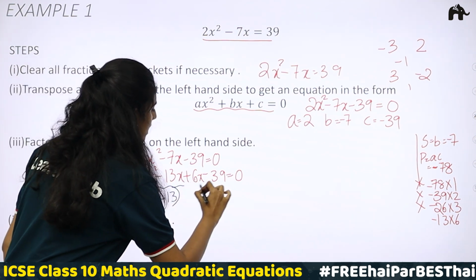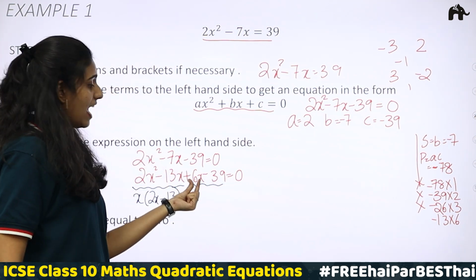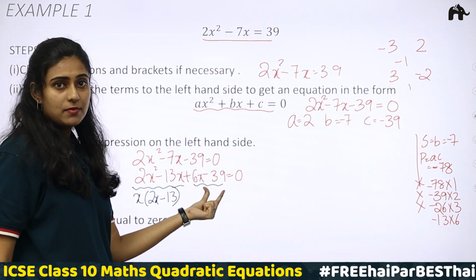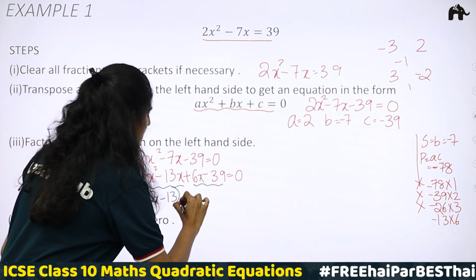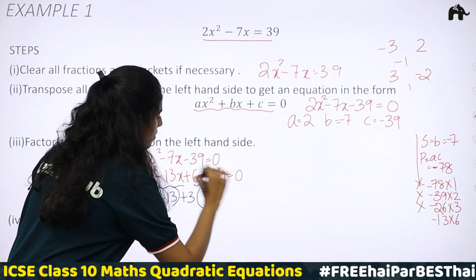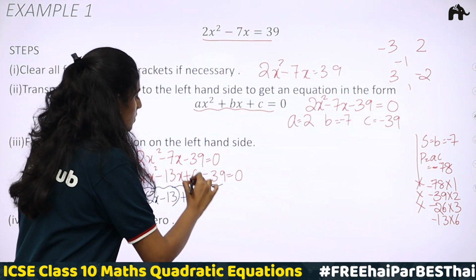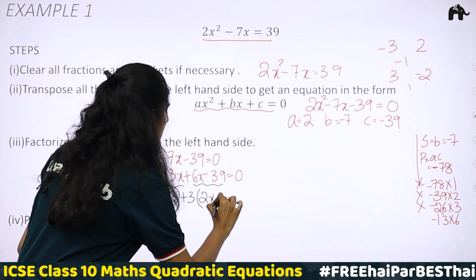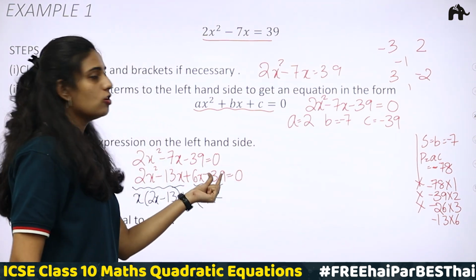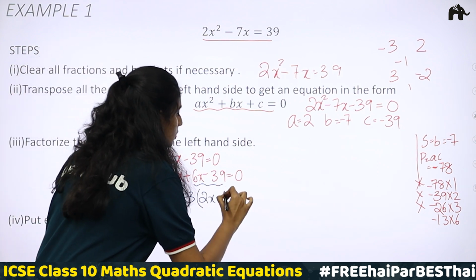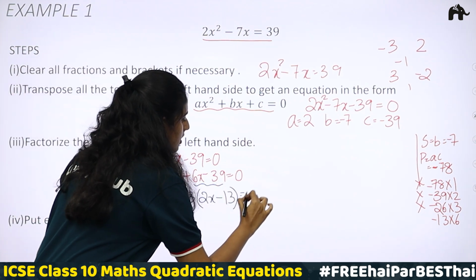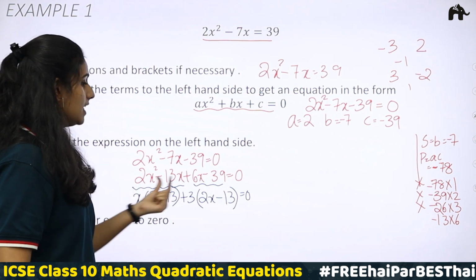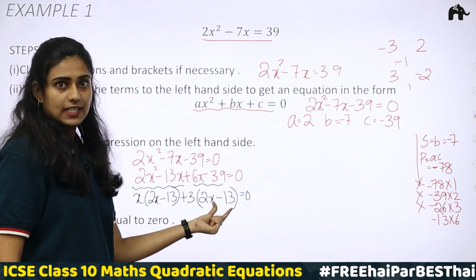Now check these two terms. Here we have 6x and here we have 39. What is common in them? 3 is common. Okay. So this 3 can be taken out. Remaining: 3 into 2x is 6x. 2x minus 3 into what is 39? 3 into 13 is 39. So this can be written like this: x into 2x minus 13 plus 3 into 2x minus 13.